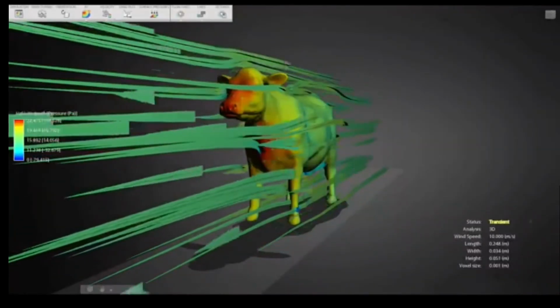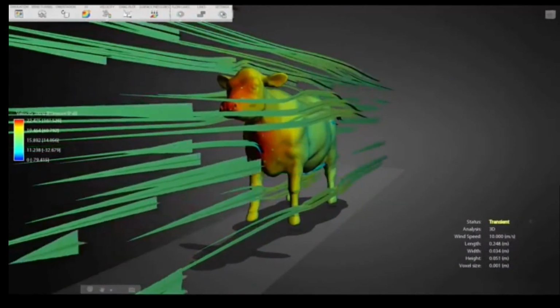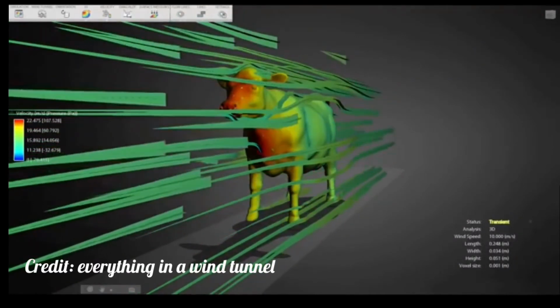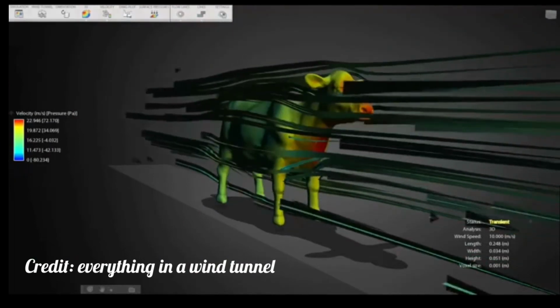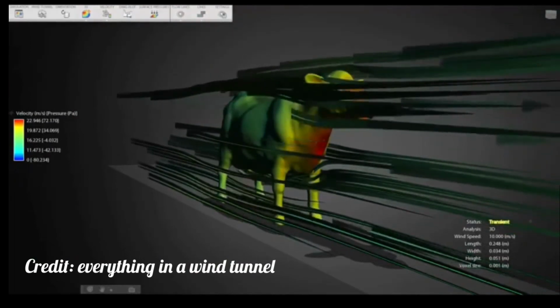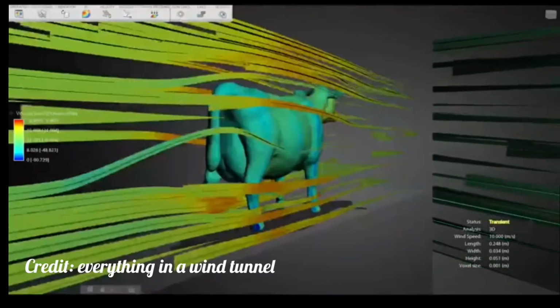Wind tunnels are large tubes with air blowing through them. The tunnels are used to replicate the actions of an object flying through the air or moving along the ground. Researchers mainly use these tunnels.